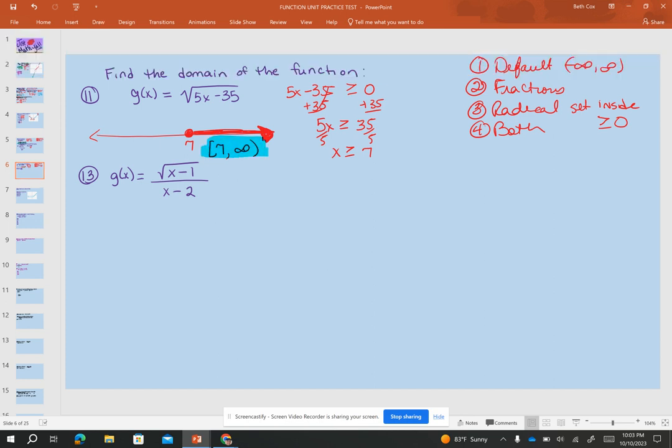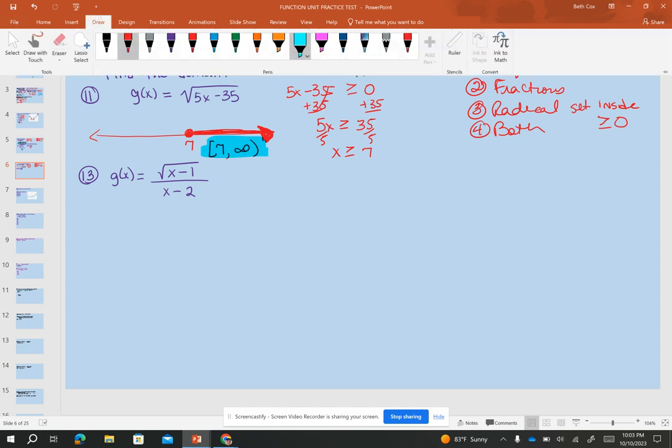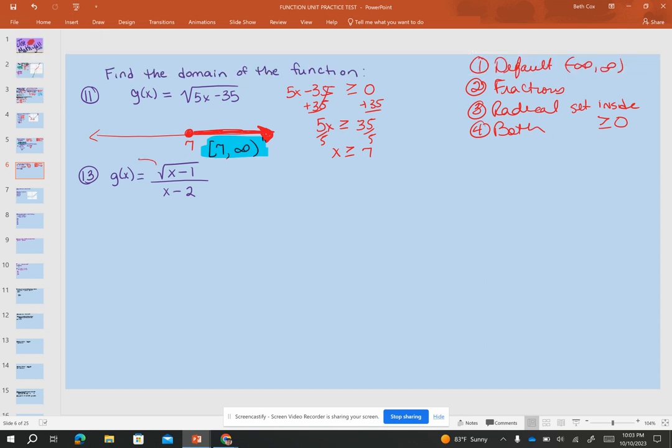That's my answer. Number 13, this one's both. We will do both rules. The first one is a radical. It says set the inside greater than or equal to 0. I'm going to do the radical first because it's on top. Set the inside greater than or equal to 0. So I'm going to add 1 to both sides. x is greater than or equal to 1. So on my number line, I have 1, greater than or equal to 1. All right, there we go.